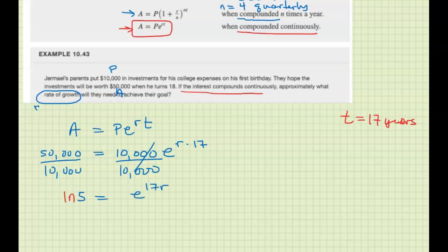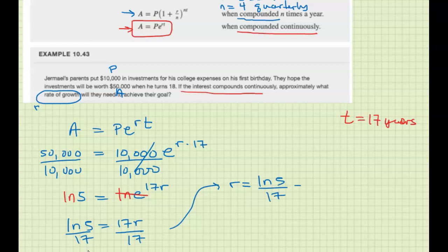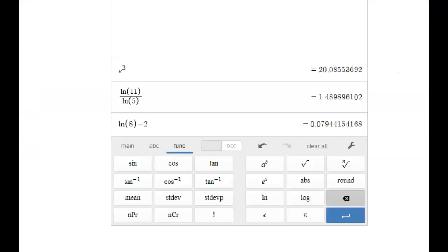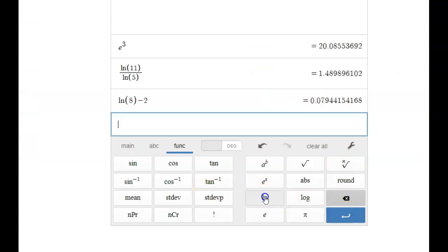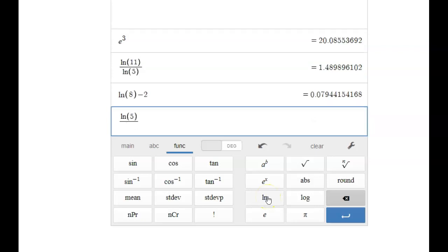Now take the log of this and the log of that. The natural log cancels the e's, they are inverses of each other. So we get ln of 5 equals 17r. Divide both sides by 17. So r equals ln of 5 divided by 17. Now we plug this into the calculator: ln of 5 divided by 17.